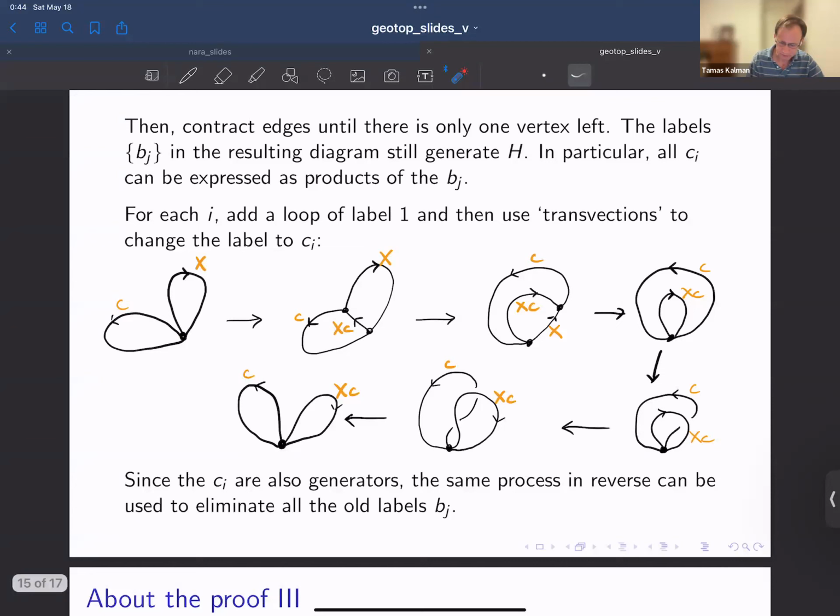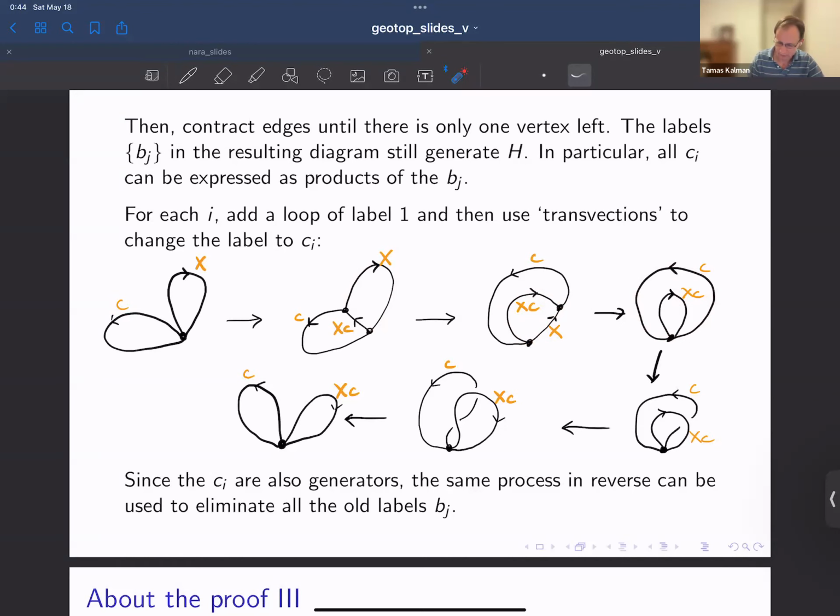After that, I'm just going to do isotopy. So I'm going to make this longer and I'm going to make this shorter so that my diagram will look more like this. X, C, and X are still the labels on these edges, all the way until this edge is actually contracted down to a point. And then I have my XC loop and my C loop. The only problem being that the C loop is followed by the XC loop, and that's not the way I wanted them.